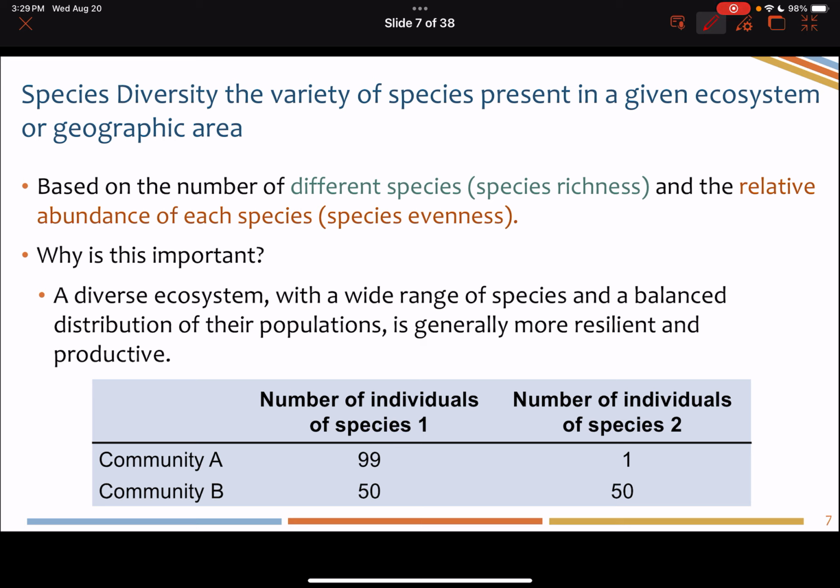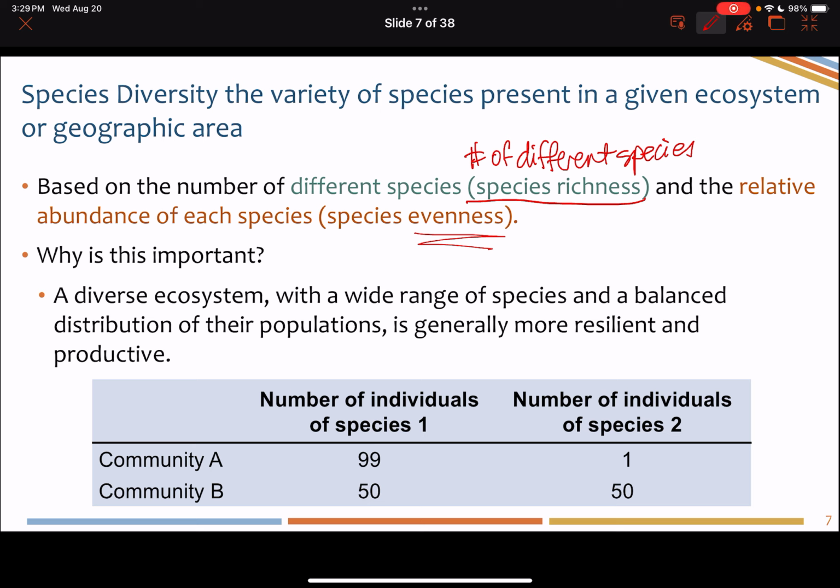Species diversity takes into account species richness, or the number of different species, but it also takes into account species evenness, or the relative abundance of each species. So when we start talking about species diversity, we're talking about both the number of different species and how many individuals of each species there are.